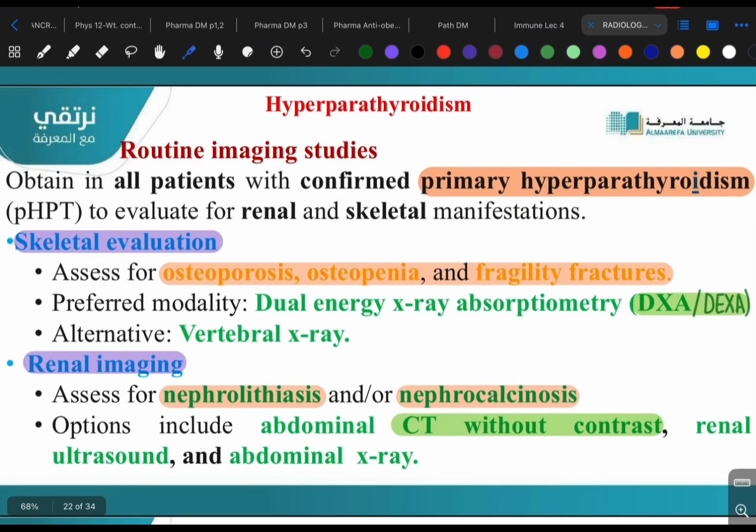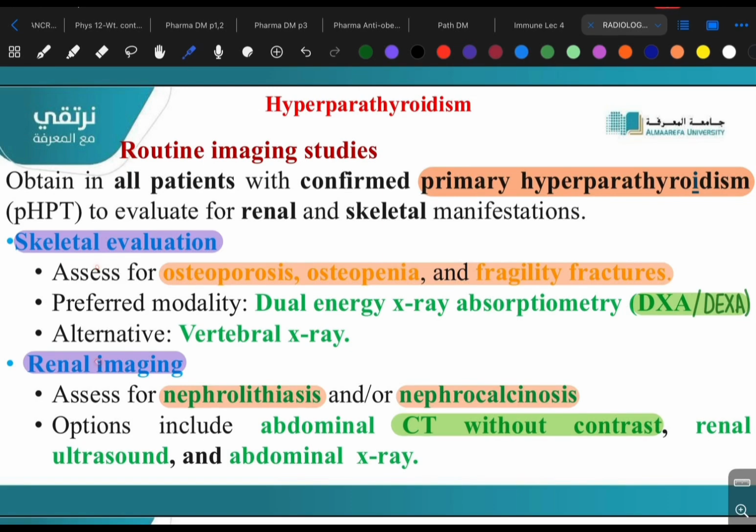But then we have the clinical application: primary hyperparathyroidism, to evaluate renal and skeletal manifestations. This is important for the confirmation of primary hyperparathyroidism and to evaluate the renal and skeletal manifestations. This is very important. It's a site of questions in the exam, so focus on these two especially.